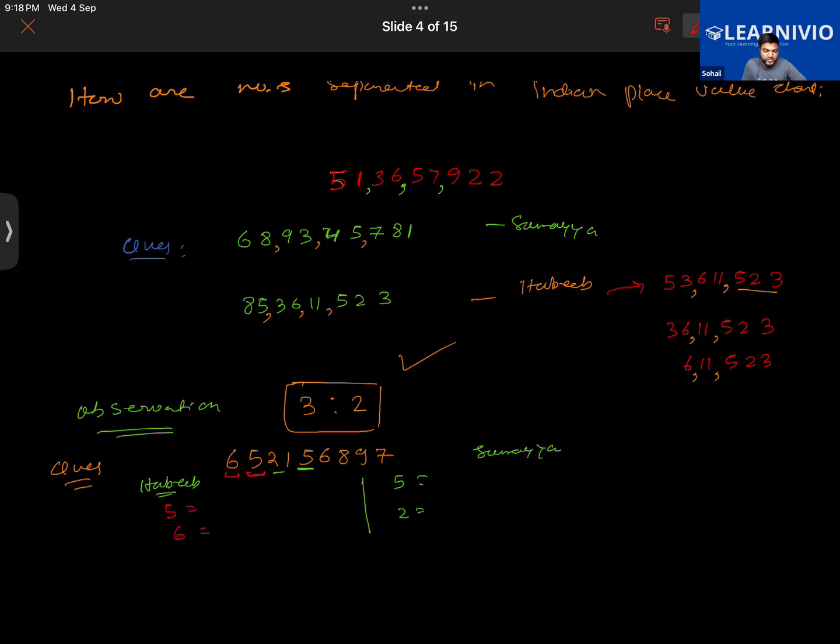Yes, Sumaya. The numbers I have highlighted, the 5 and 2, you have to tell their place value as per the Indian place value system. Like, if the 8 is in the hundreds place, you have to say 800. In that manner, you have to answer.